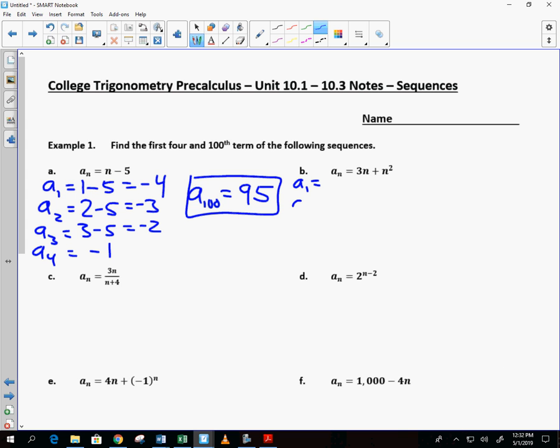A sub 1, a sub 2, a sub 3, a sub 4. These are our term numbers. So the first term would be equal to 3 times 1 plus 1 squared. Anybody? 4. 2 times 3 plus 2 squared. 10. 3 times 3 plus 3 squared. And 3 times 4 plus 4 squared. 28.